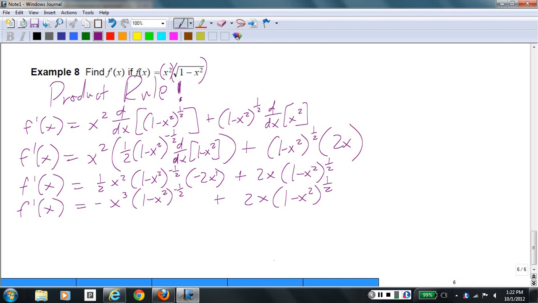Now I see the x cubed and the x, so certainly x is going to be a common factor that we can factor out. But also we've got a 1 minus x squared to a power in each one. Now as a rule, when you're factoring out, suppose I have 4x plus 5x squared plus 7x cubed.